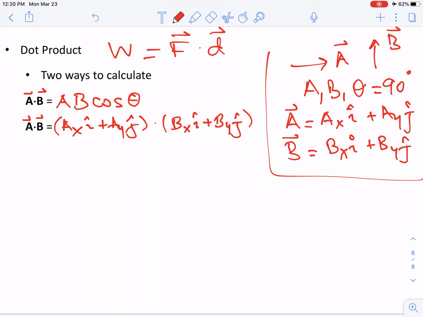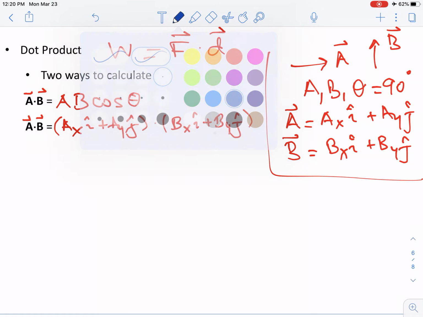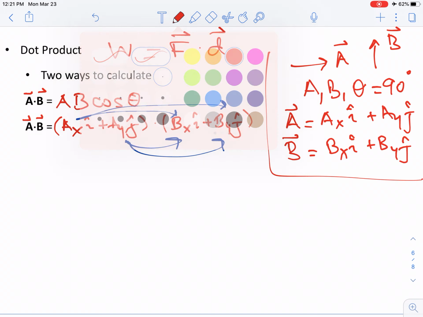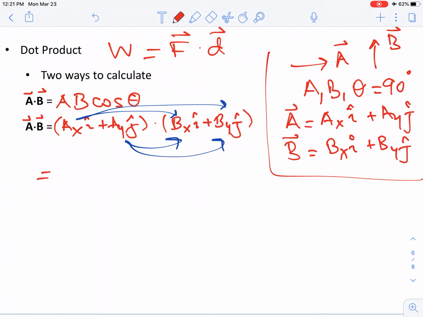So what we need to do is distribute this. Let's just do that. I'm going to show how we are distributing it. So Ax needs to be multiplied with 2 of those, and Ay j-hat also needs to multiply with those as well. So what do we get? I'm going to show what happens. So the vectors are those i's and j's, right? I'm going to put them next to each other, and I'm going to put the coefficients of those, like Ax and Bx, on the left side.